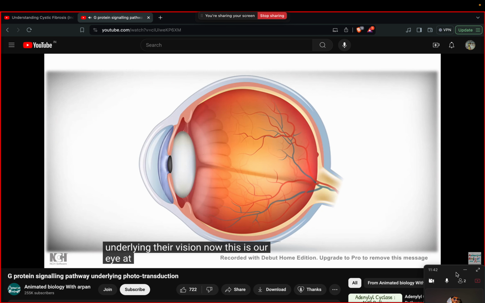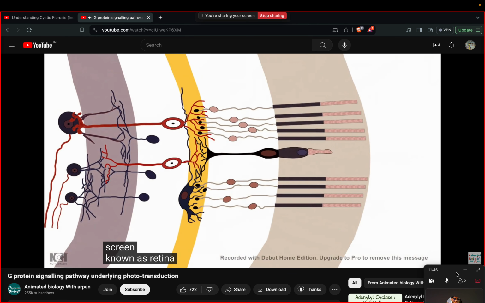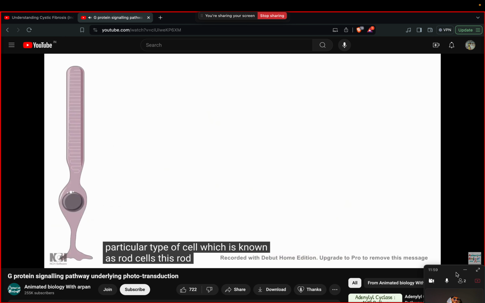Now this is our eye. At the back of the eye, there is a screen known as retina. Inside retina, there are several layers of cells, and we get to know about these cells in shortly. Now, among these cells, there is one particular type of cell which is known as rod cells. These rod cells give us sensitivity towards low light vision. There is another version known as cone cell which allow us to see a colored vision.